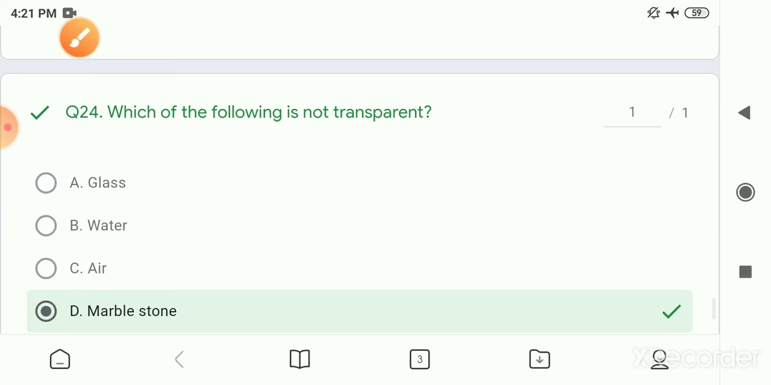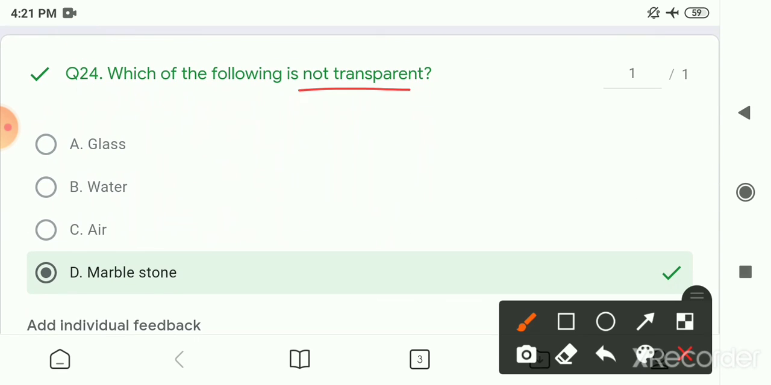Next, 24th number, which of the following is not transparent? That means through which we cannot see. The options are glass, water, air or marble stone. So here your answer is option D, that is marble stone. Marble stone is not a transparent object, one from which we cannot see. The rest of the examples, that is glass, water and air, are transparent objects through which we can see clearly. So here your answer is option D, marble stone.